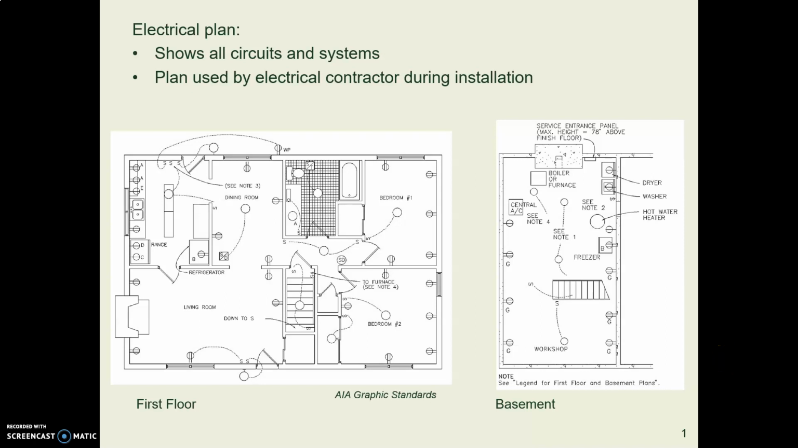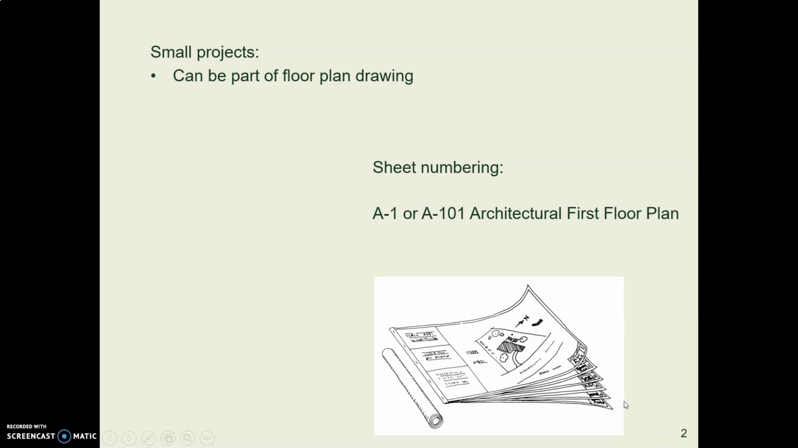Electrical plans are used by electricians when they do the wiring in a house, and they look different from other kinds of plans. If you have a small project, and by small project we probably mean a normal house, you don't need a separate electrical plan drawing. You can put the wiring stuff right on your floor plan, and so your sheet number would be A1 or A101.